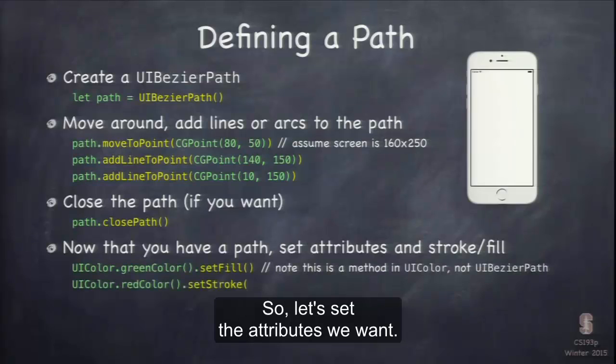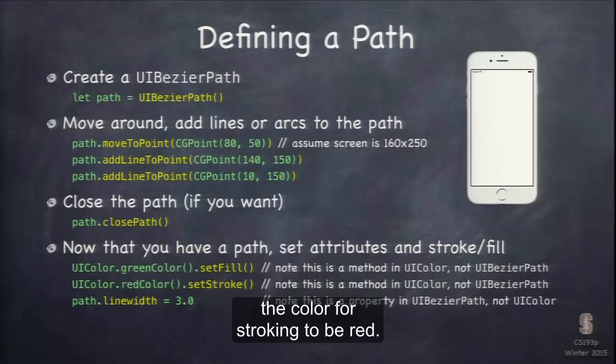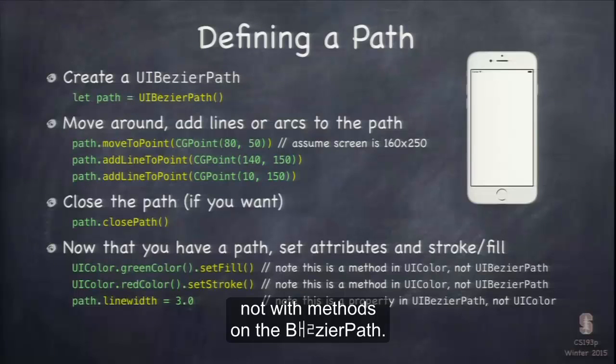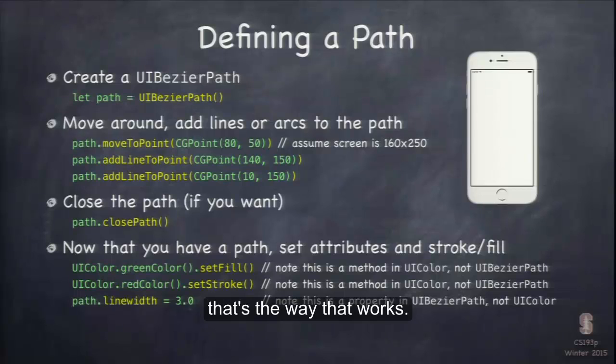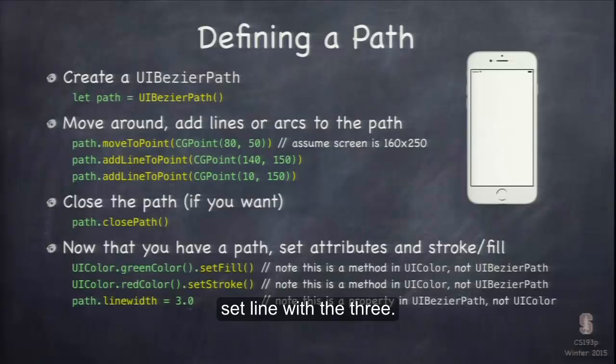So let's set the attributes we want. So I'm going to set the color for filling to be green and the color for stroking to be red. Okay, now notice that I set those with methods on UIColor, not with methods on the Bezier path. Okay, that's a little interesting, but that's the way that works. But line width, I do set by talking to the path. So I send a message to the Bezier path to set line width to 3.